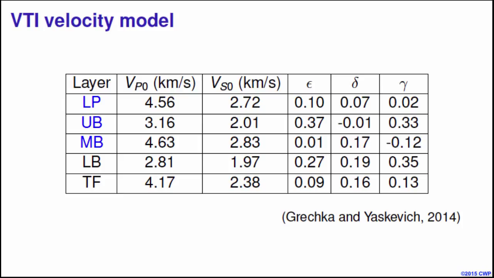The Thomsen parameters for this Backend field were estimated by Grechka and Yaskevich in 2014 by performing an anisotropic velocity analysis using travel time inversion. And the layers that you see here highlighted in blue were originally found to be triclinic, that is the most general anisotropic system. But in this case, we take the best fit VTI model and perform inversion under the assumption that all layers are VTI.